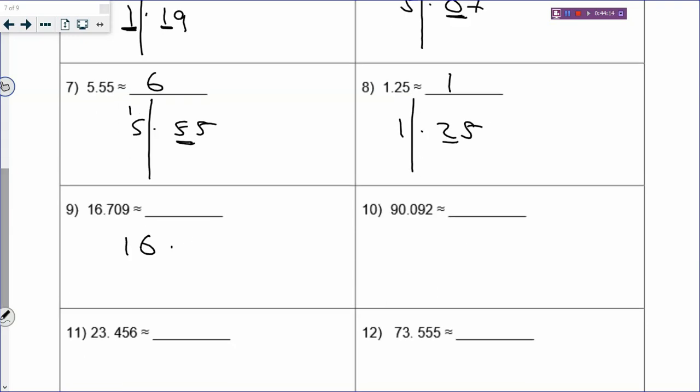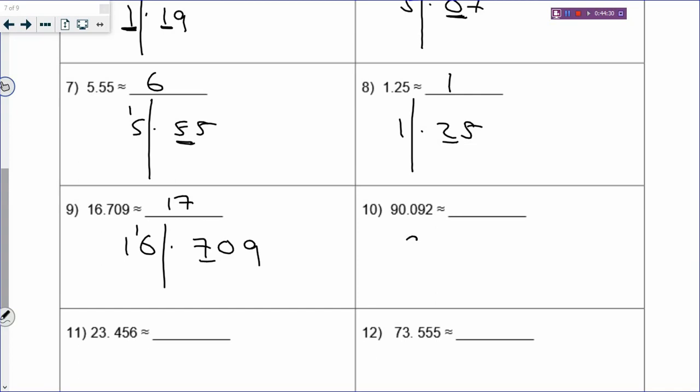How about bigger decimal places? All right, same thing. Where's your whole number? Here. So this 16 is actually your whole number, right? So you look at the 7. Is it 5 and bigger? Yes. So add 1. That's how you get the nearest whole number, 17.